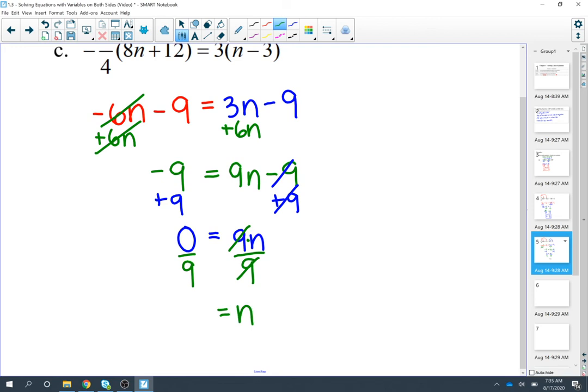Be careful here. 0 divided by 9, 0 divided by any number other than 0, but we'll get into that conversation later. So 0 divided by 9 is going to give us 0, and that's our solution. Again, I will leave you to substitute that back in. Make sure it works out.